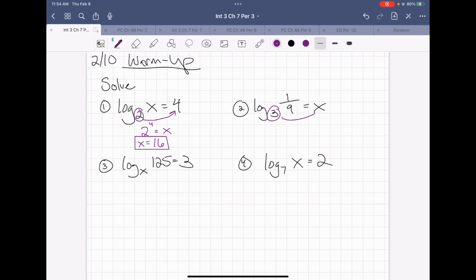Number 2, 3 to what power would give me 1 over 9? The only way to get a fraction is if your exponent is negative, and 3 squared is 9, so negative 2.